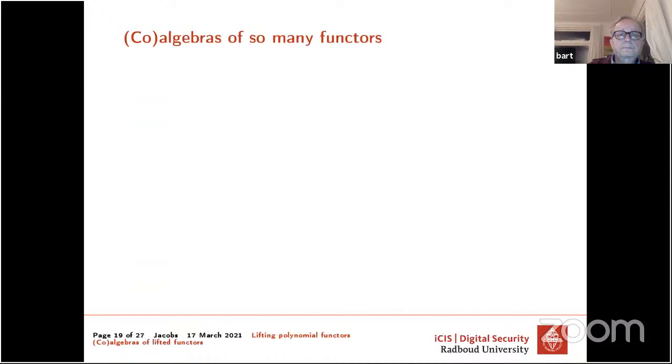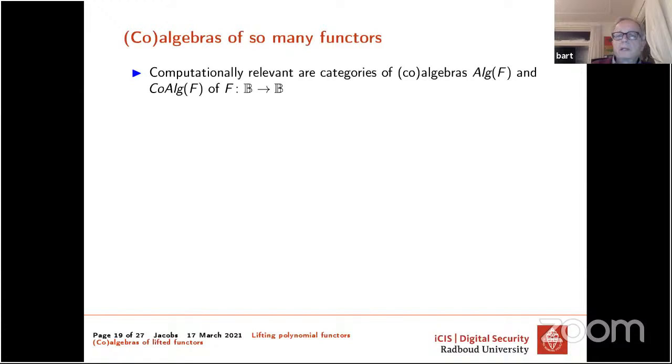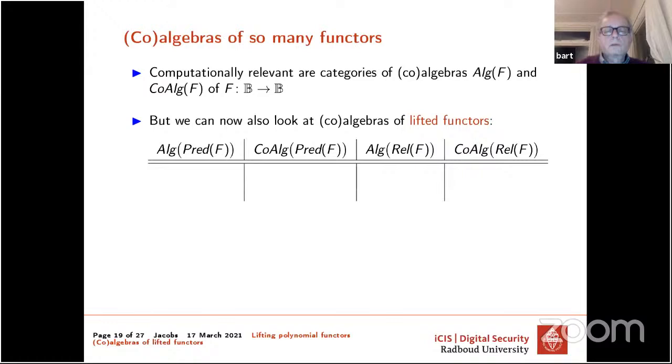If we have this functor F interpreted on the base category, we can look at its category of algebras and also the category of coalgebras of these functors. I've not defined what these categories of algebras and coalgebras are, but I'm assuming you somehow know, or otherwise can find out easily. But now, with these lifted functors, we can also look at algebras of the predicate lifting, coalgebras of the predicate lifting, algebras of the relation lifting, and coalgebras of the relation lifting. And very interestingly, they have clear logical meanings. So an algebra of this predicate lifting is what's sometimes called an inductive predicate. And I'll give an example in a minute.